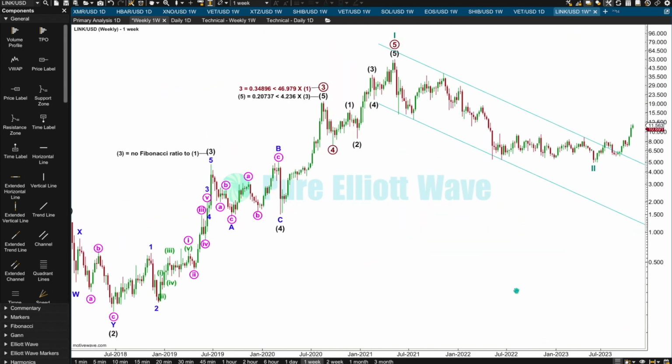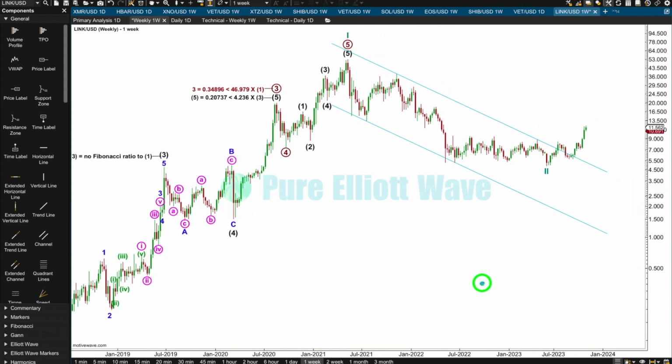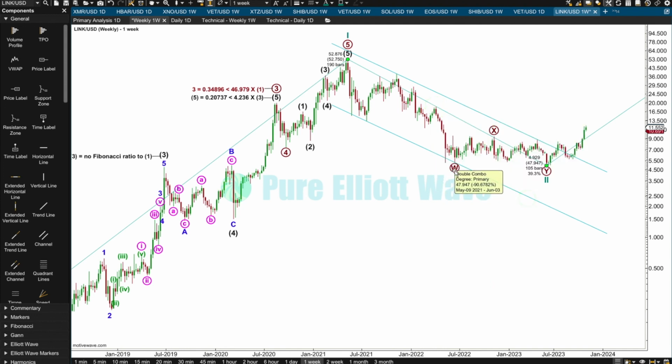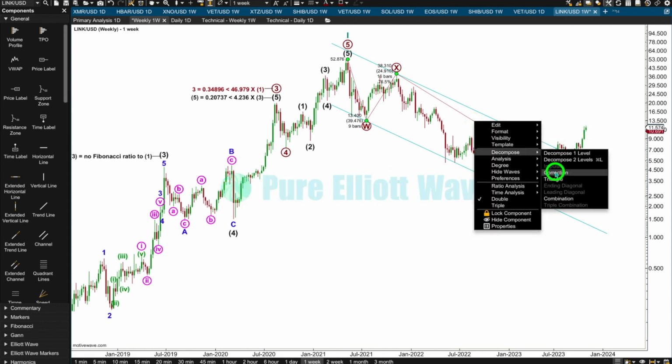So we've got a really clear breach on the weekly chart, so I'm going to label that structure of cycle 2 incomplete. I'm going to just put a label in here of a double zigzag. That's what it looks like overall, most likely. And I would say W, X, and then Y probably.